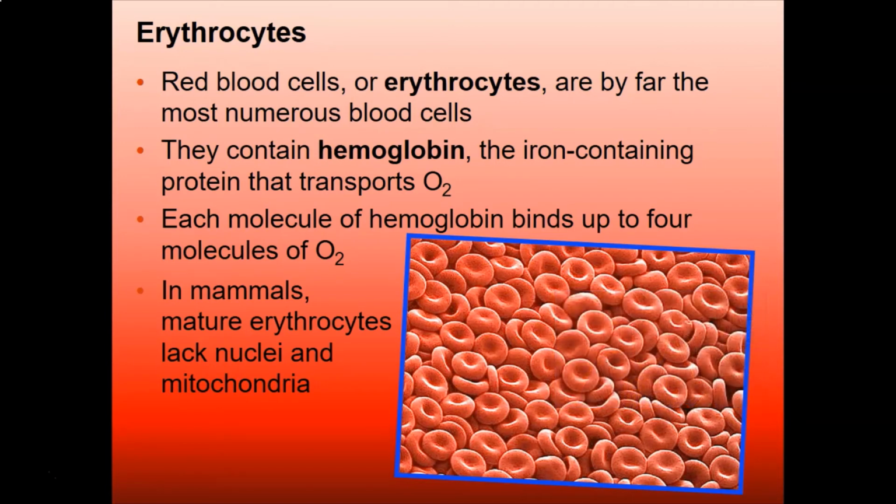They're basically just little baggies that carry oxygen around, right, through all your vasculature to your cells. And when they're mature, they don't even have a nucleus or mitochondria. They're really just like oxygen delivery cells, and that's it.